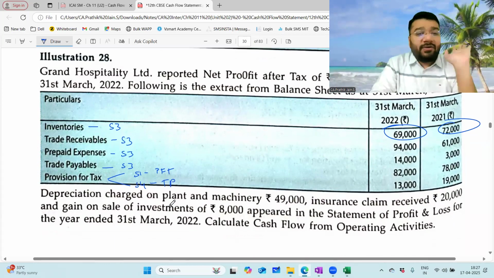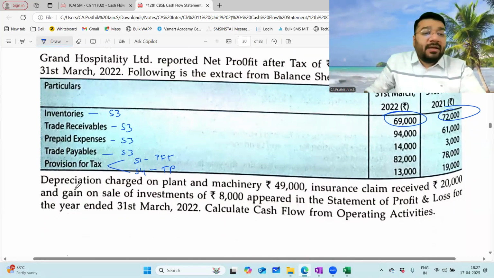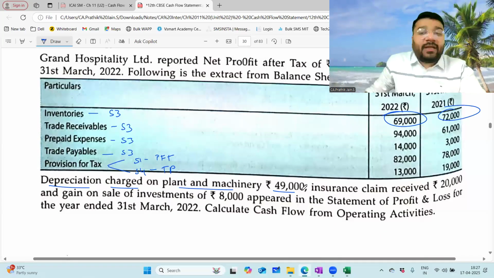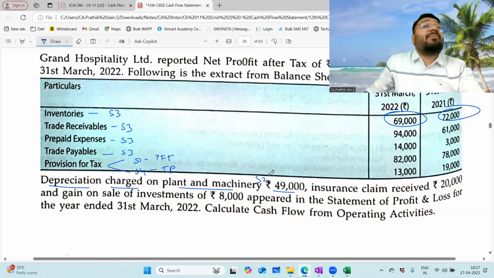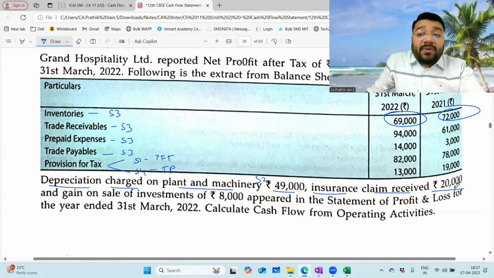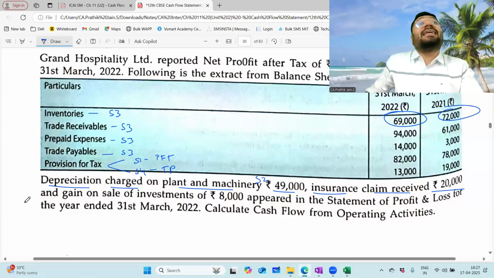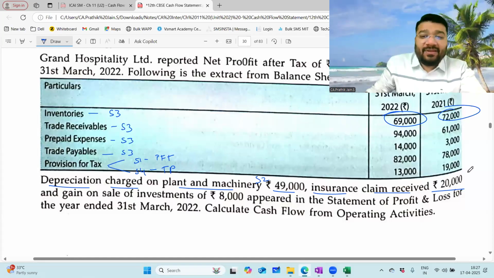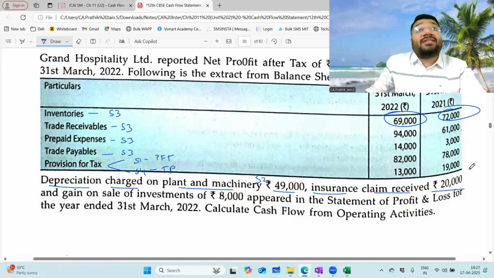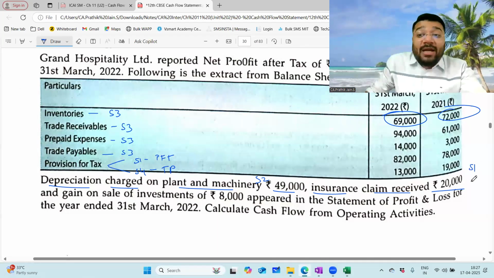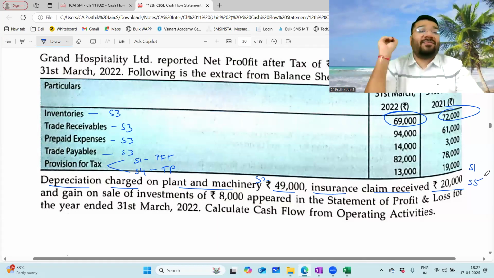We have to see what information is given. Depreciation charged on plant and machinery 49,000: segment 2. Insurance claim received 20,000 is an extraordinary item, so it appears in two places, segment 1 and segment 5.